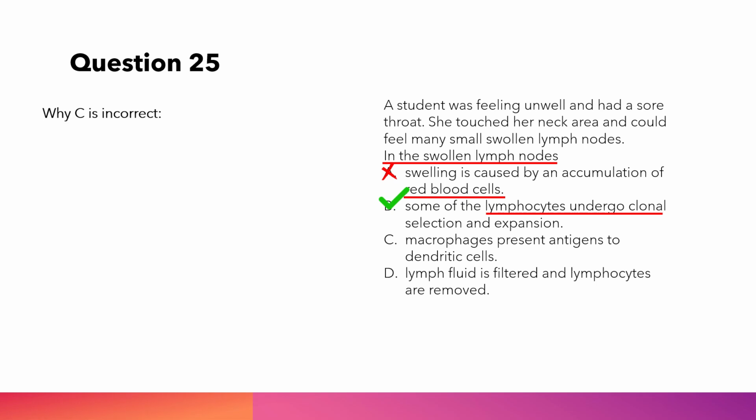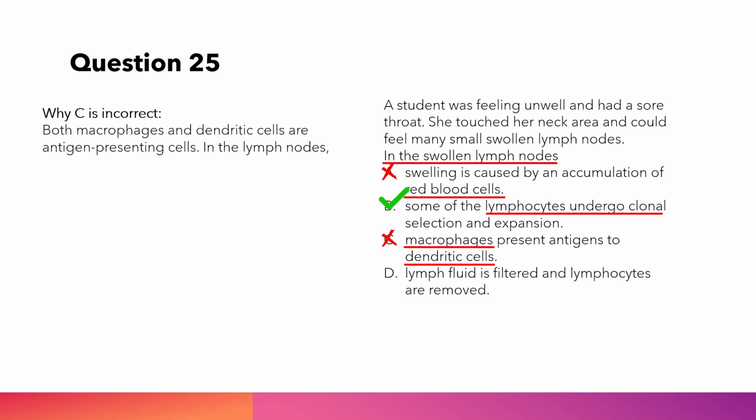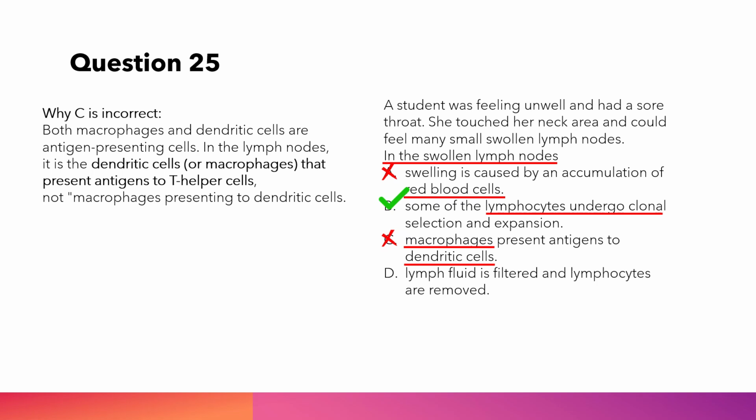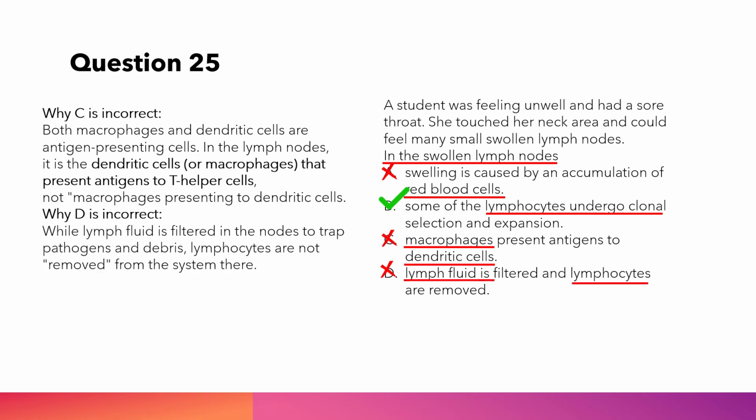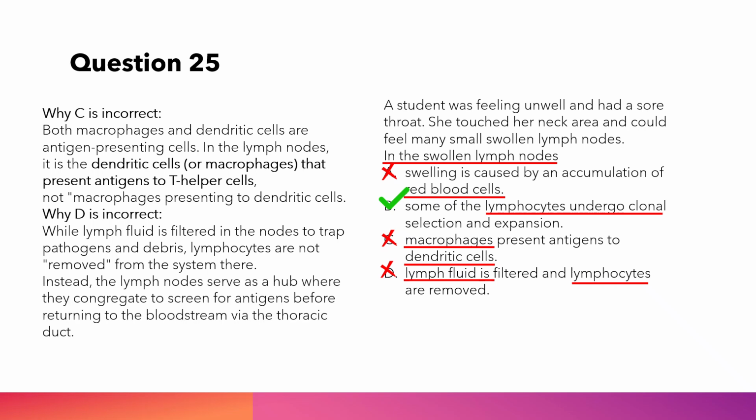Why C is incorrect. Both macrophages and dendritic cells are antigen-presenting cells. In the lymph nodes, it is the dendritic cells, or macrophages, that present antigens to T helper cells, not macrophages presenting to dendritic cells. Why D is incorrect. While lymph fluid is filtered in the nodes to trap pathogens and debris, lymphocytes are not removed from the system there. Instead, the lymph nodes serve as a hub where they congregate to screen for antigens before returning to the bloodstream via the thoracic duct.